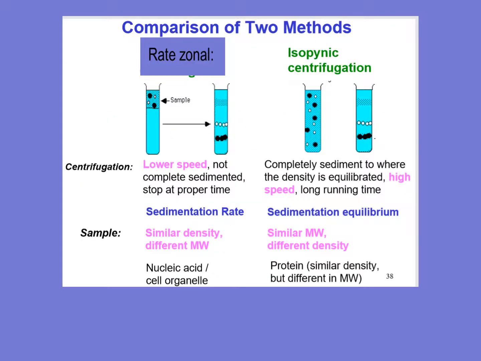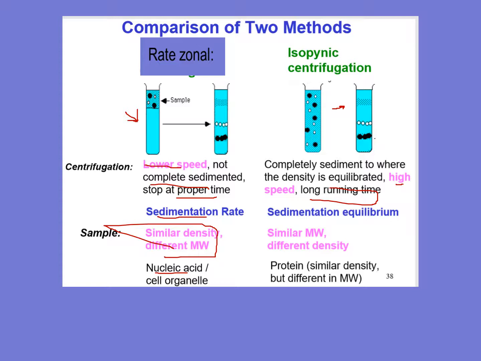So here's another way to compare them. Rate zonal, samples at the top, and you have a movement through the various layers. Isopycnic, the sample's mixed, the gradient's unformed, and then with centrifugation, over time the gradient forms. Here the gradient's already formed. This is lower speed. You don't complete it, right? You have different densities, similar density, different molecular weights, cell organs, organelles, and nucleic acid. So time-wise, you do have a time limit. This pretty much long-term, high speed.